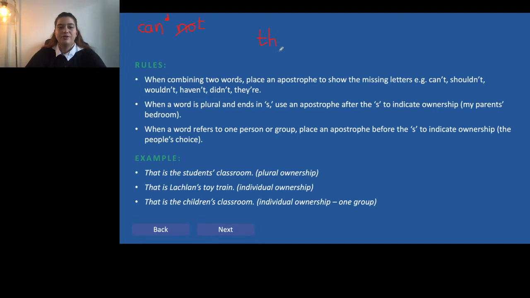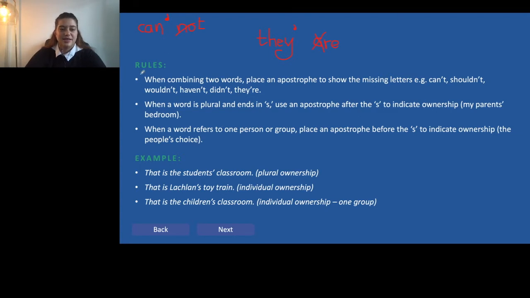So we have the original word, which is they, like so, and are. Again, please excuse my handwriting. I will get better at this. So they are. So we're going to put the apostrophe here, and we're going to just take the A out this time. They're. They're playing.